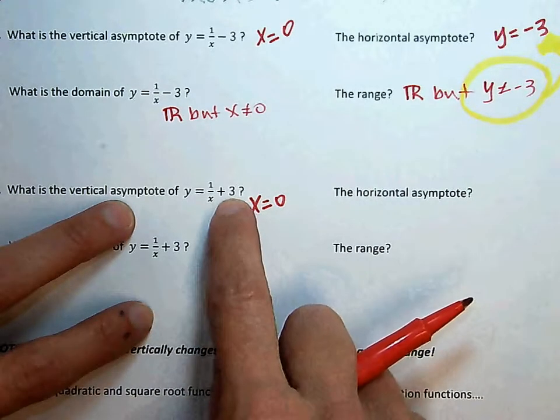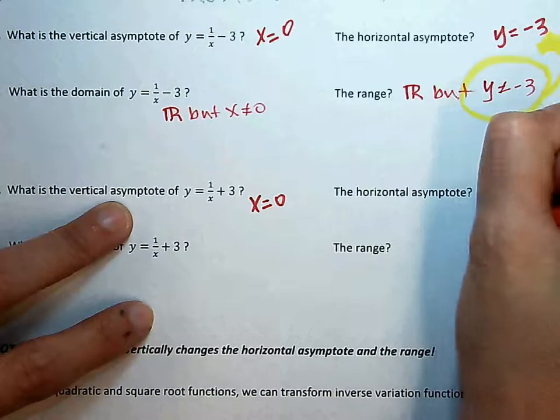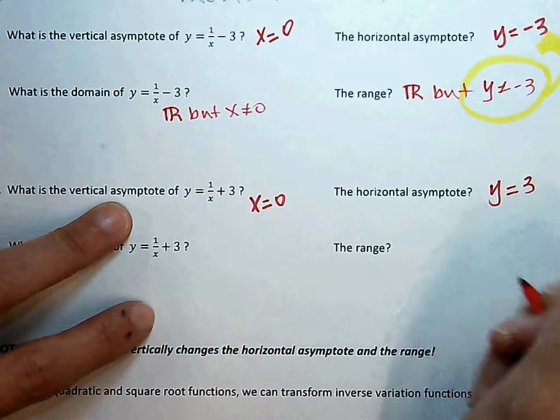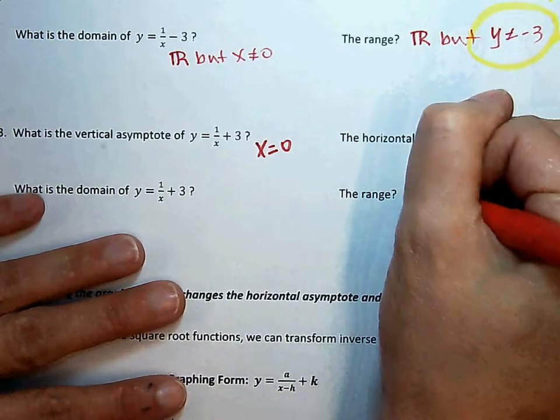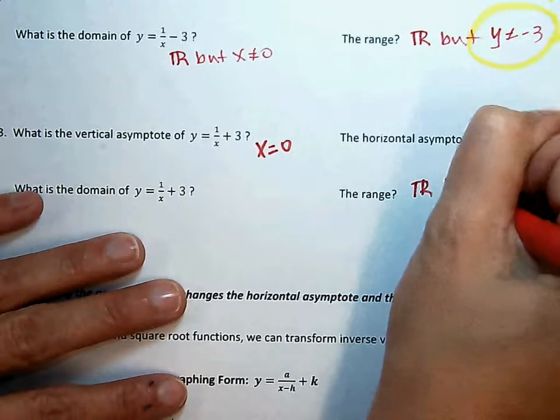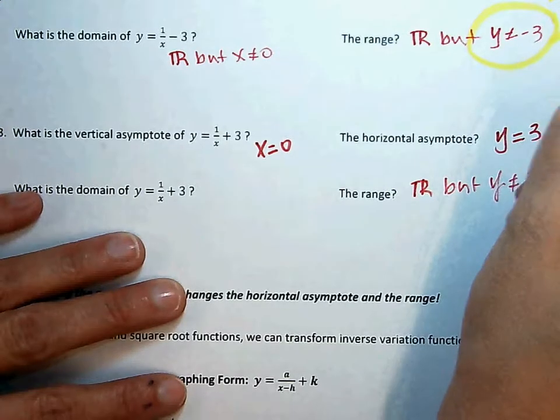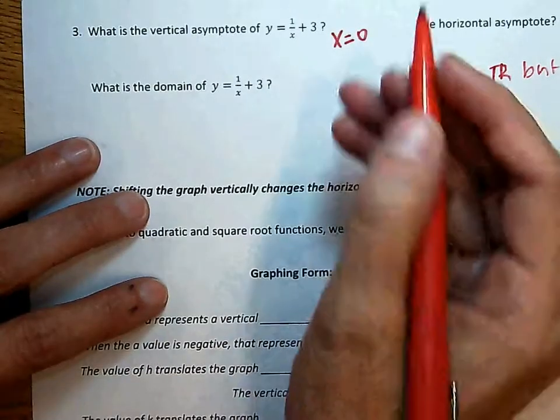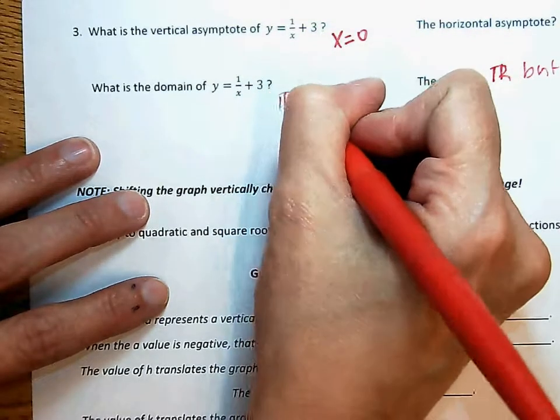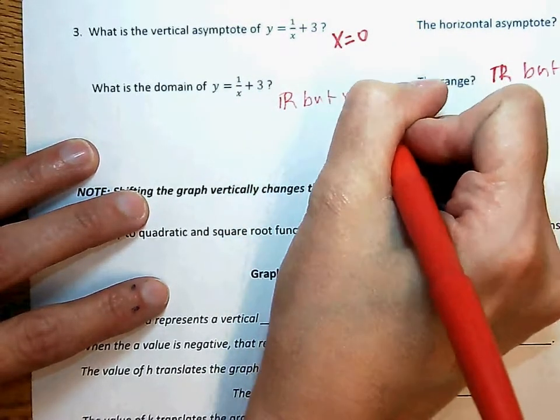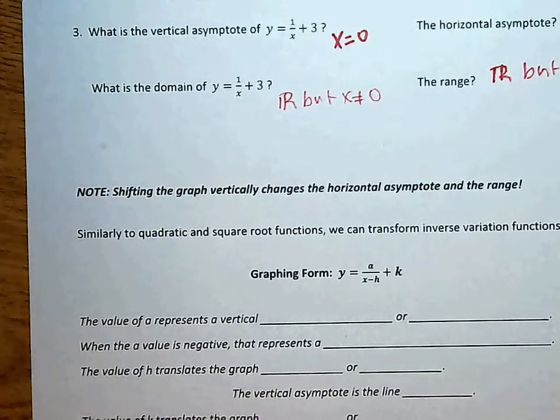Yes, this one moves it in the direction that it says. So then my range is what? Good. All reals, but y can't equal 3. And then this is all reals, but x can't equal what? Good. Okay. So shifting it vertically changes the horizontal asymptote and the range. It doesn't change the vertical asymptote and the domain. So be real careful when you're thinking through that.